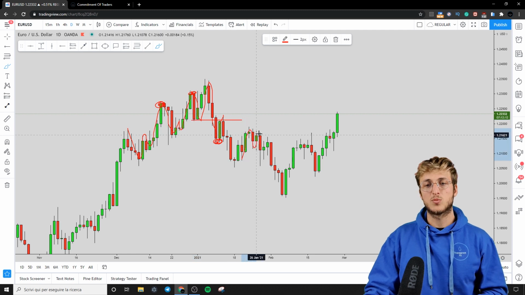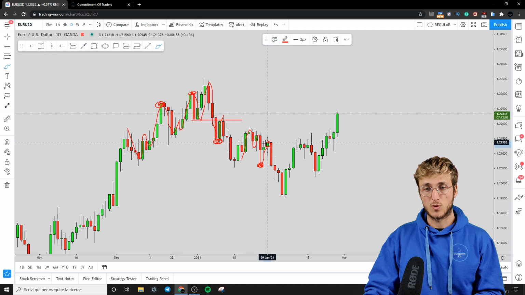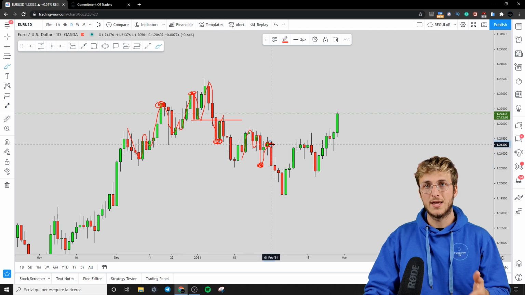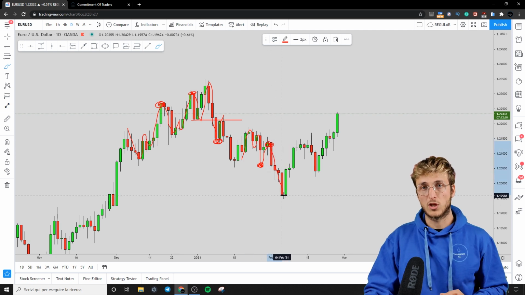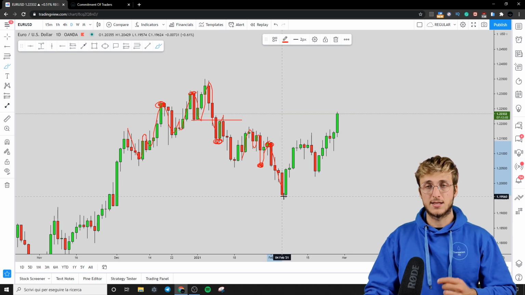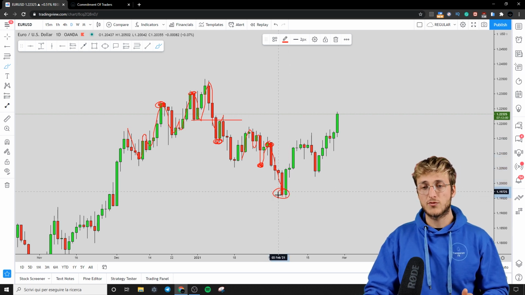Then the market provided this M pattern, and from here I explained all the reasons for which first we wanted to see a correction to this area. Then from here I explained why we wanted to see the move to the downside, and again, that is exactly what the market did. And from here I explained all the reasons for which I wanted to see the market create this rejection, and again, that is exactly what the market did.